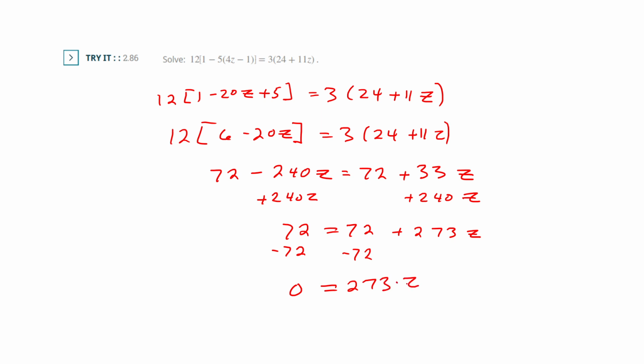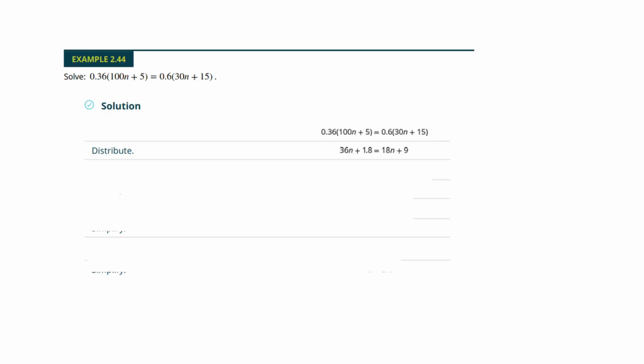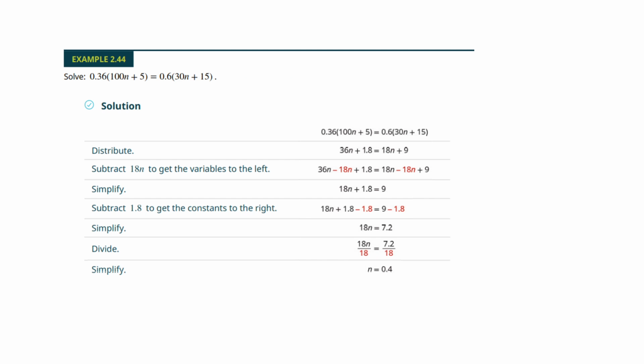So 273 times some number equals 0. Well, what's that number? Well, you already know that too. 0 divided by anything is still 0. So z must have been 0. Hold on, let me see what we got here other than, okay, just decimals and then we're done.